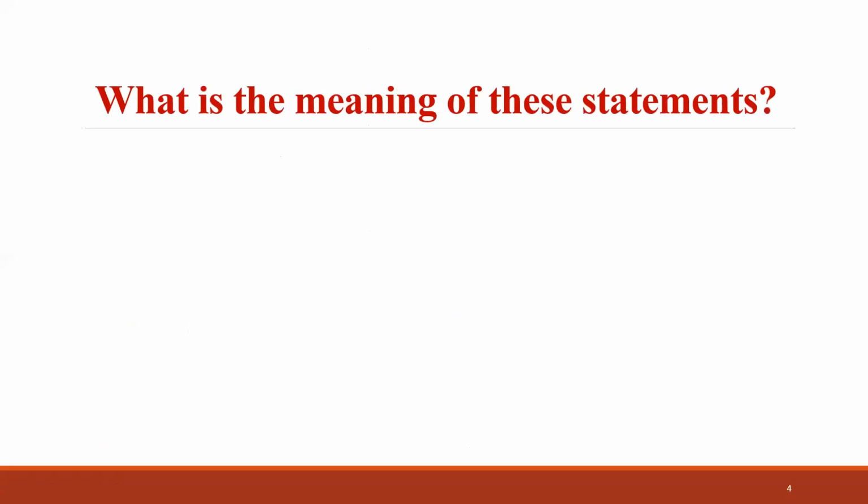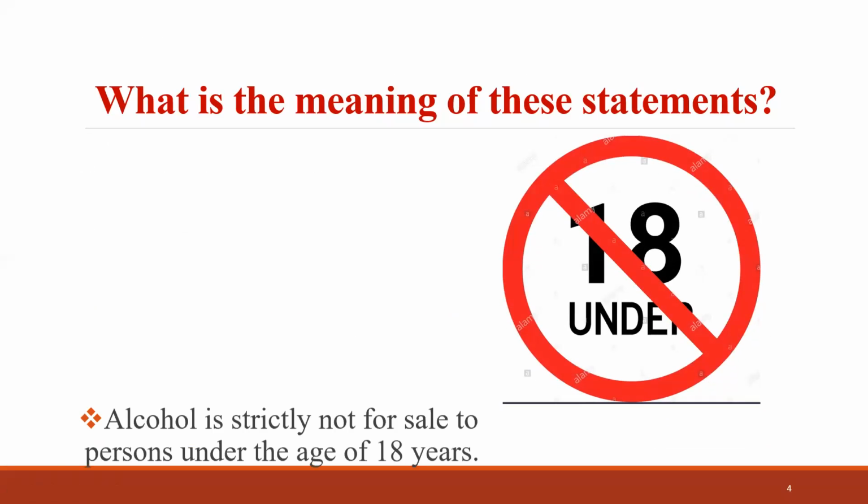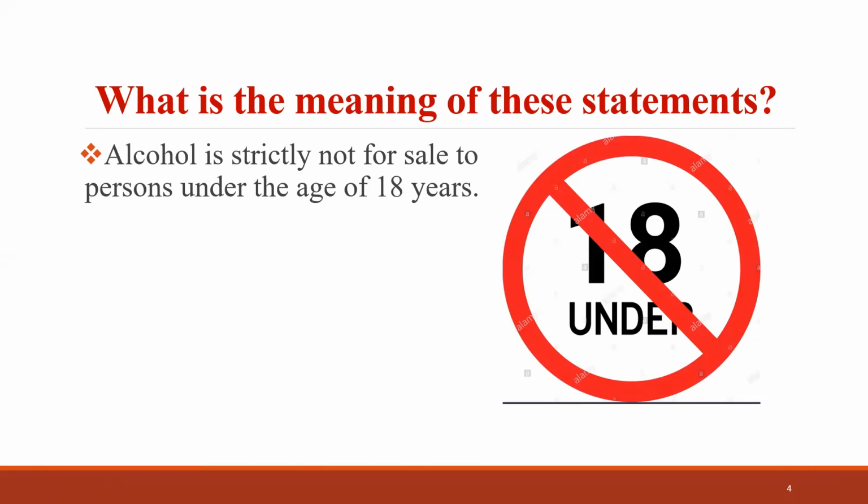You have this question: what is the meaning of these statements? In Uganda here, we always say that alcohol is strictly not for sale to persons under the age of 18 years. That's usually what we say. What do you think is the meaning of this statement? Alcohol is strictly not for sale to persons under the age of 18 years.